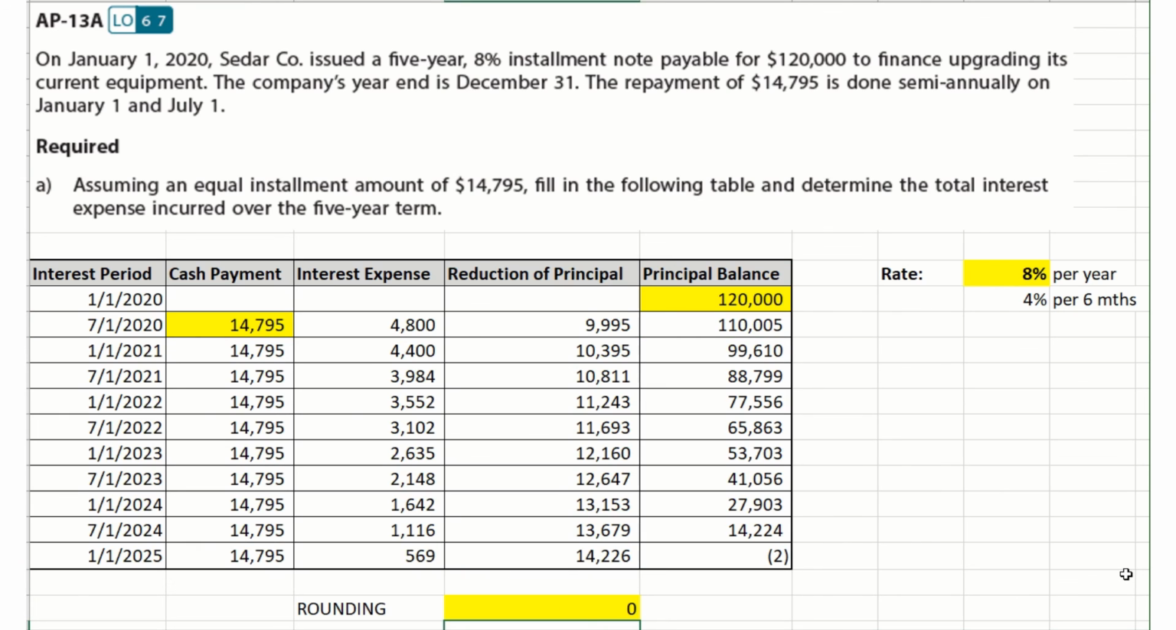If you continued these calculations all the way to the end, there is a small rounding error. So I've set up this table where, if I have a rounding error, I can just override it and record the interest expense, because we need the principal to show a zero balance at the end of the term. And those are the examples.